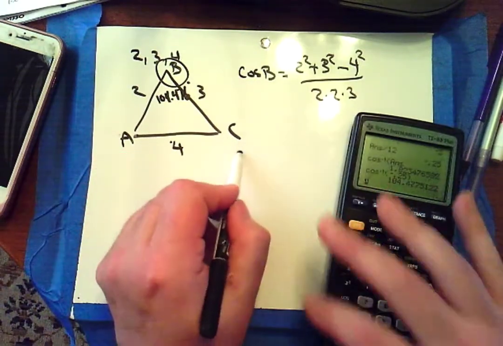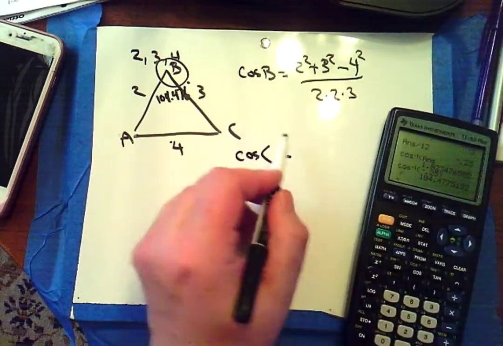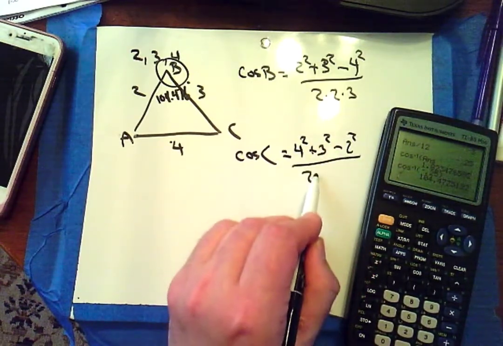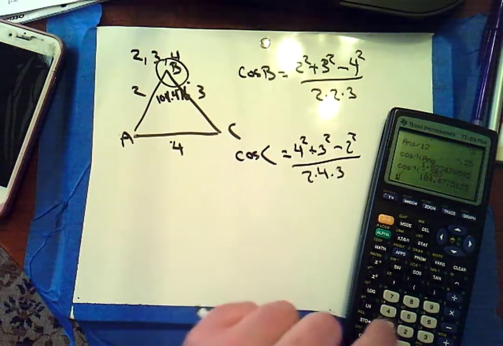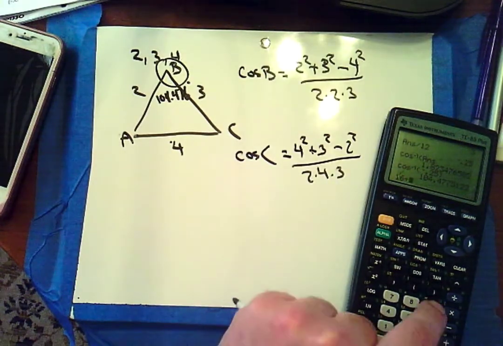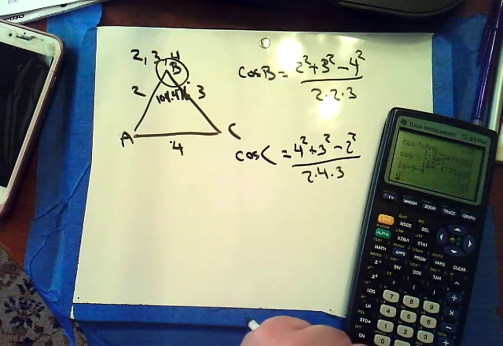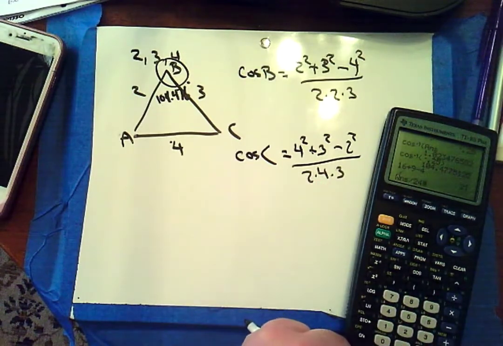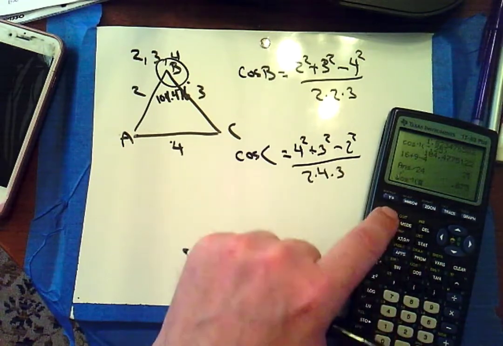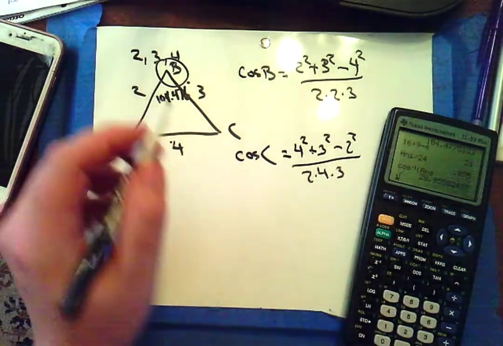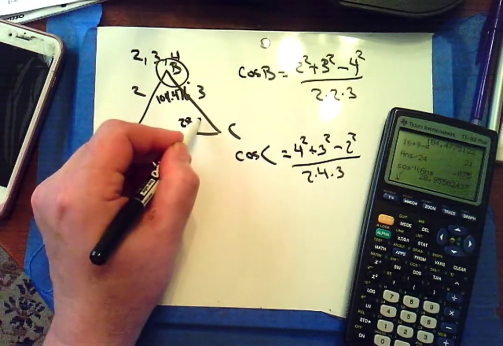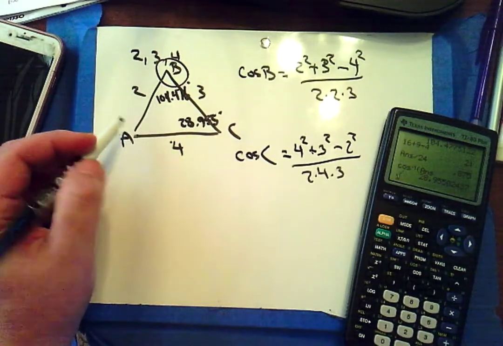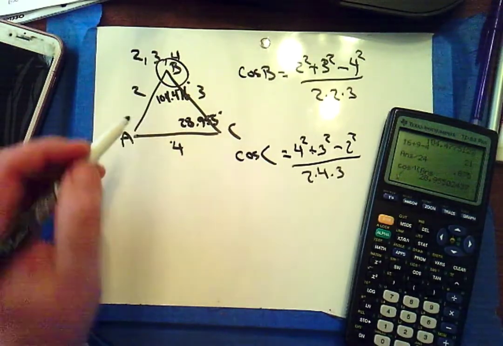Okay, what about this one? So I know that cosine of C would be 4 squared plus 3 squared minus 2 squared over 2 times 4 times 3. So 16 plus 9 minus 4 divided by 8 times 3 is 24. And then inverse cosine of that. And I get that C is 28.955 degrees. And you could subtract these from 180 to find A.